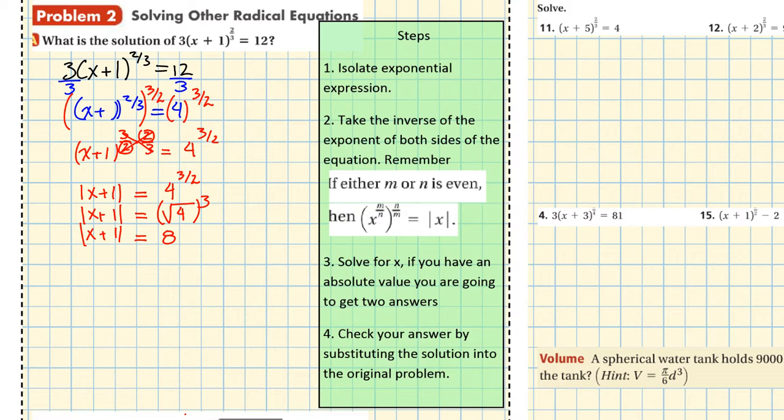Now, since we have an absolute value, once we go to step number 3 where we solve for x, we have to consider the possibility that it's both negative and positive. And the way that we're going to do so is that the 8 is going to be split apart into two possibilities, plus 8 and negative 8. Okay, and we're going to set each one equal to x plus 1.